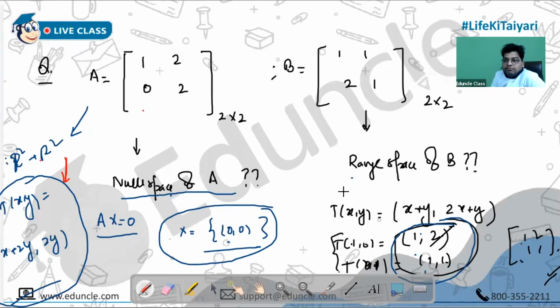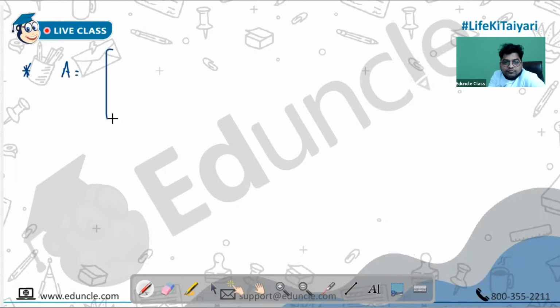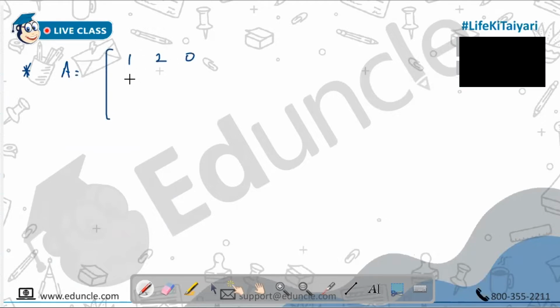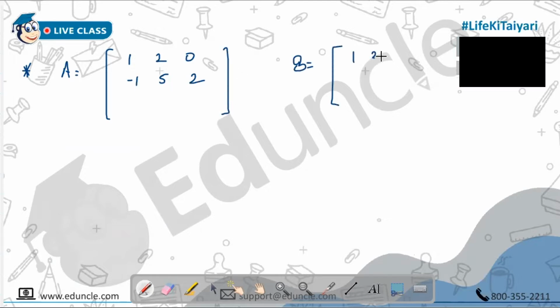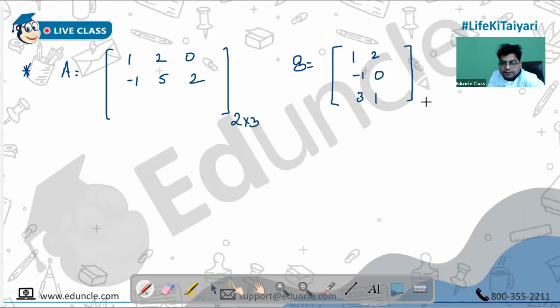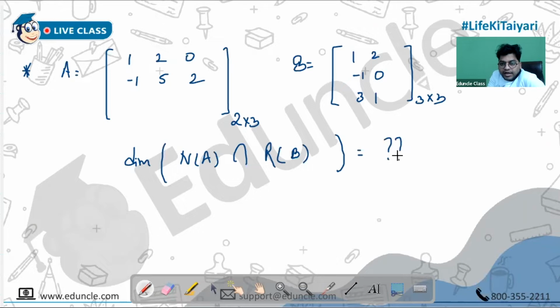Can you give me the question? Dimension of nullity. Write it: A equal to 1, 2, 0; 1, 2, 0; and minus 1, 5, 2. And B equal to 1, 2, minus 1, 0 and 3, 1. So students, this is the question, 2 cross 3: nullity of A intersection range space of B. We have to find the dimension of this thing.